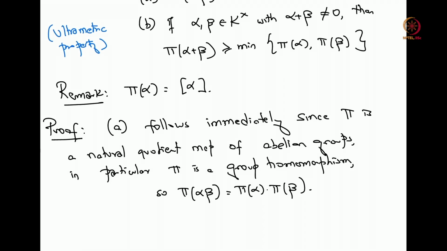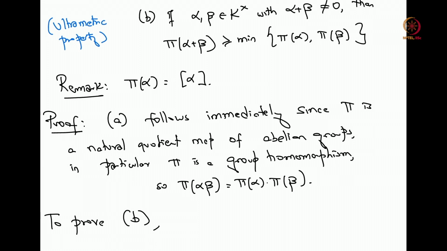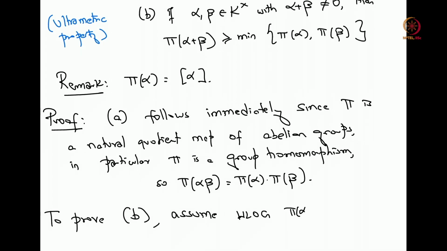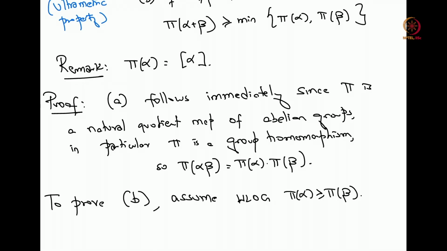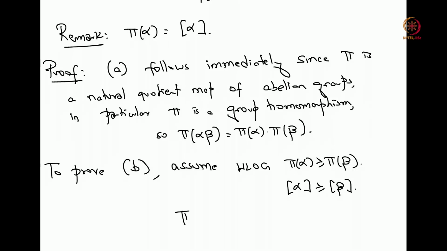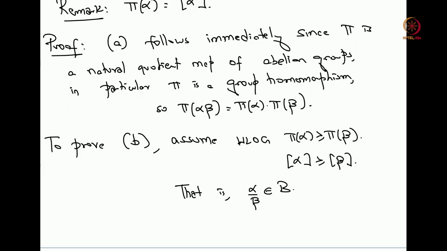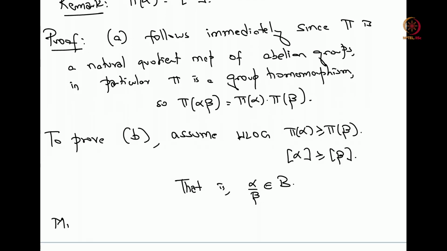Now to prove part B, again, assume without loss of generality, I have two elements, pi of alpha and pi of beta. So without loss of generality, assume that pi of alpha is larger than or equal to pi of beta. And again, what does that mean? By our notation, this just means that square brackets alpha is larger than or equal to square brackets beta. And again, what does that mean? That just means that alpha over beta belongs to B. Okay, so again, this minimum of pi of alpha and pi of beta in this case is just given by pi of beta.